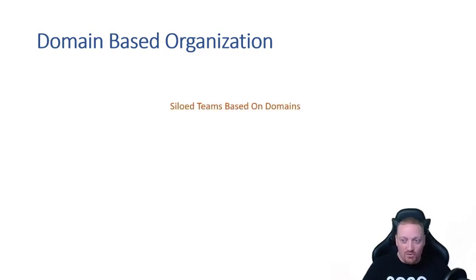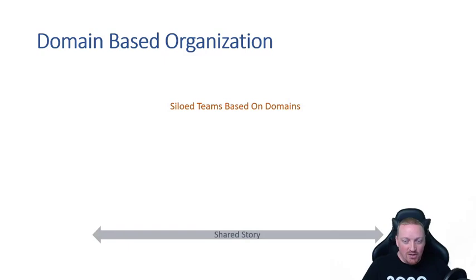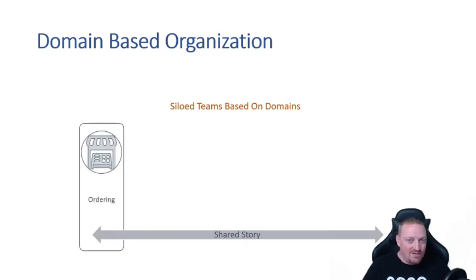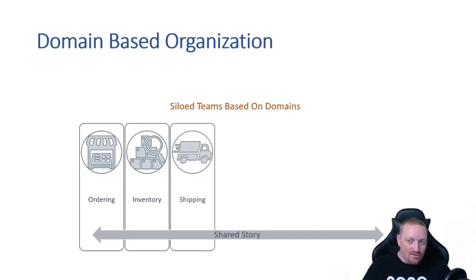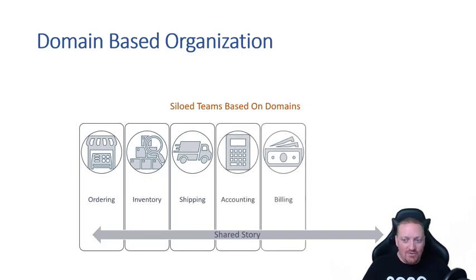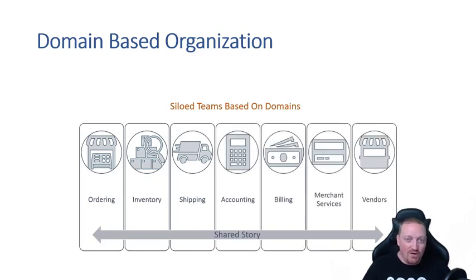One of the other ways that you will commonly find is domain-based organizations. So now teams are siloed according to the domains that they manage. So once again, you might have a shared story that crosses a lot of these different domains. Like you might have a team in charge of the ordering process and another team that's in charge of the services that handle the inventory, and another team that handles the interface for shipping and accounting and billing and merchant services and vendors, right? We have all these different teams trying to handle all these different little domains. And quite often the stories that these different domain teams get are very specific. It's very tailored to that domain, right?